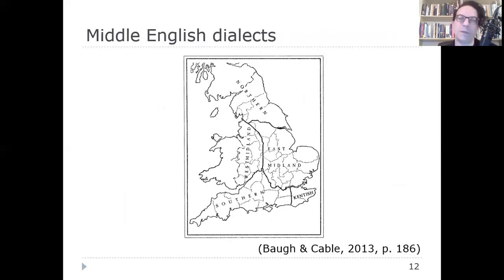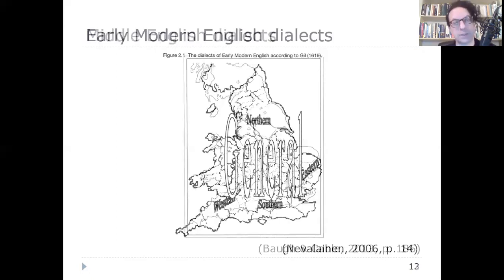Let's go back to the Middle English dialects. As a reminder, for a minute here, we had Northern Middle English, West Midlands Middle English, East Midlands Middle English, Southern and Kentish Middle English. And there was no standard in the Middle English period. So the English of someone from the north, from the East Midlands, from the south, would have been very, very different from the English spoken anywhere else. This was now slowly changing.